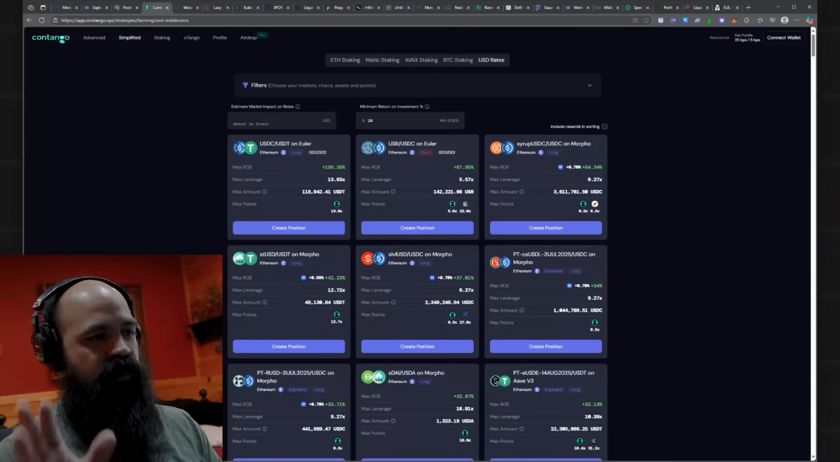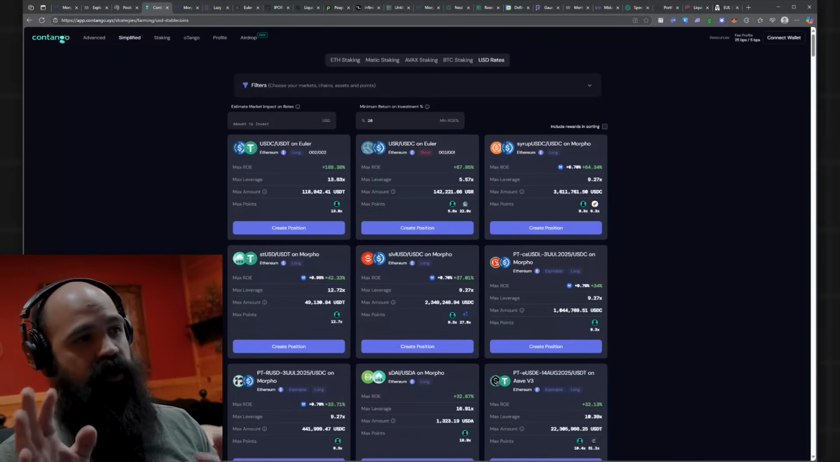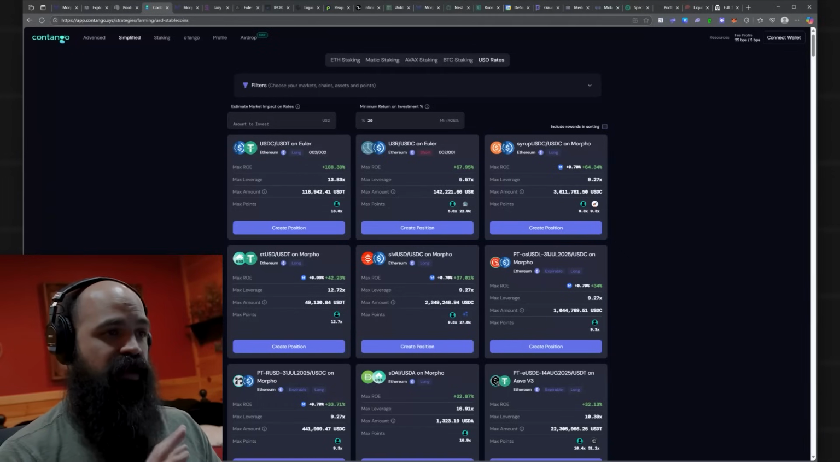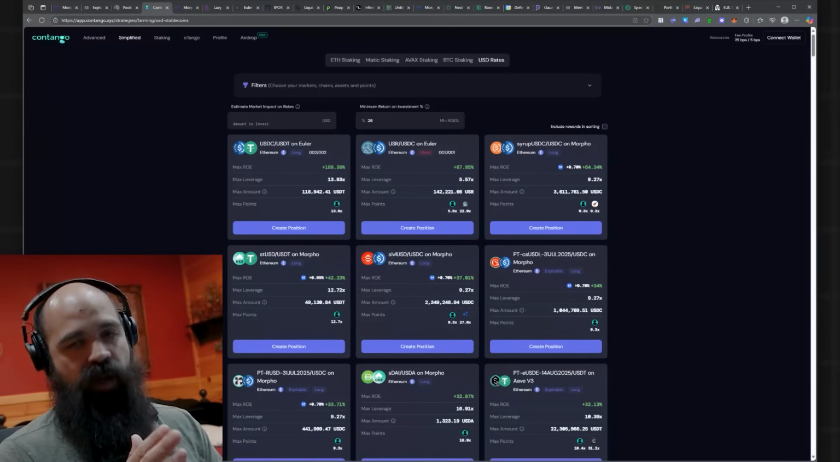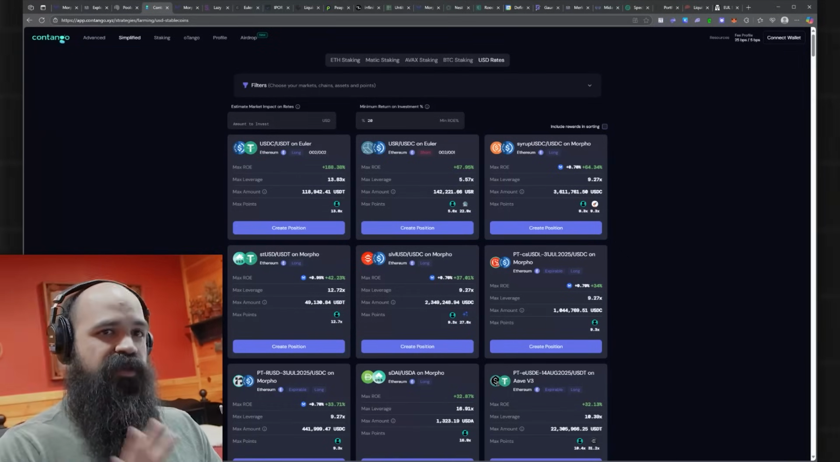Then you can determine, do I want to auto leverage on Contango or do I want to manually leverage on the underlying platform and protocol? Now, the benefit of auto leveraging is you can be way more capital efficient. You don't need to have all that idle capital sitting by to close your position. The detriment is you're eating swap fees to enter, swap fees to exit, protocol fees to enter, protocol fees to exit.